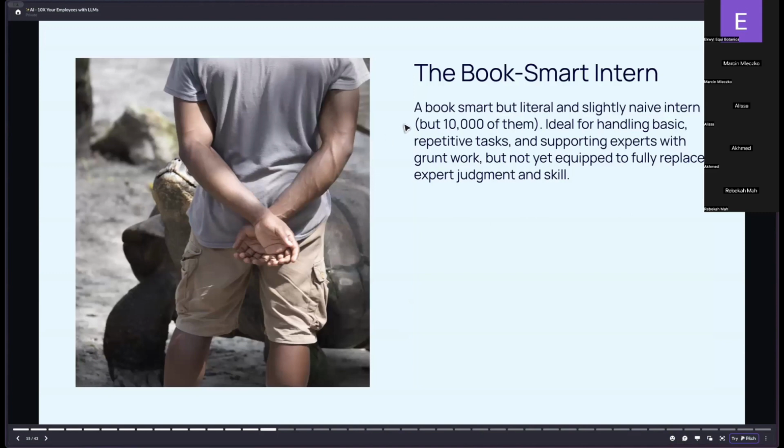That's probably my favorite mental model, the book smart intern. So basically, you got a guy completely fresh out of college, who was really smart, had good grades, read all the literature, but in the end, is it really practical what he learned and can he really execute? And this is how you can see it in the end. So you have a book smart intern, which is supporting your expert, doing a bunch of the simple work really well, but the more complex tasks, he needs a little bit of guidance.